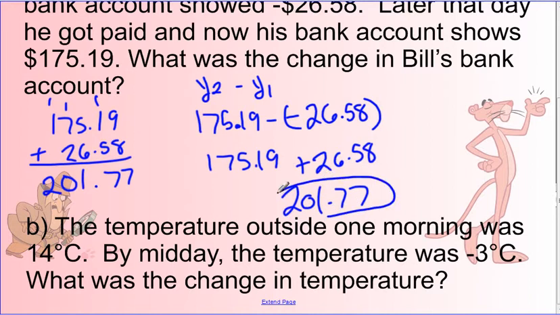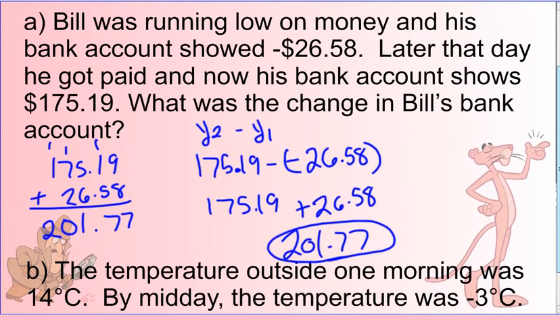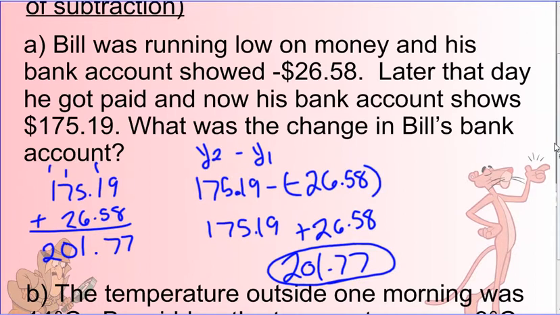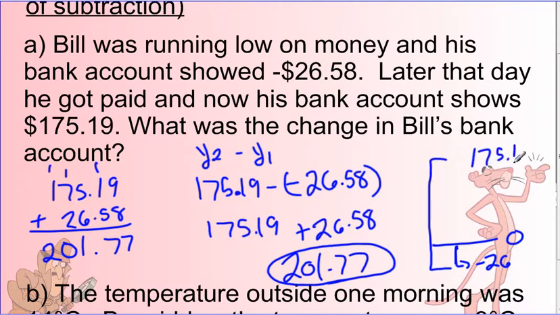So see if that answer makes sense to you. The change was $201.77. Well, if you think about it, he was down here. This is zero money. He was down here at negative 26 money. I'm ignoring the 58 cents for now. I'm just going to go with the main idea. So he was at negative $26. Then he got paid, and he went up here to 175.19.